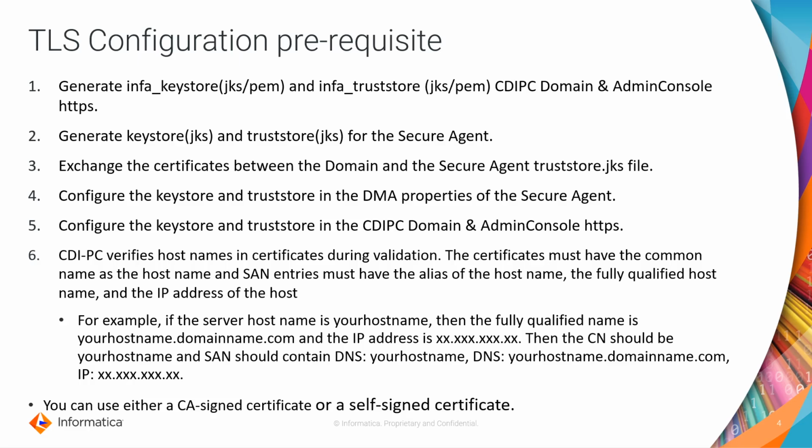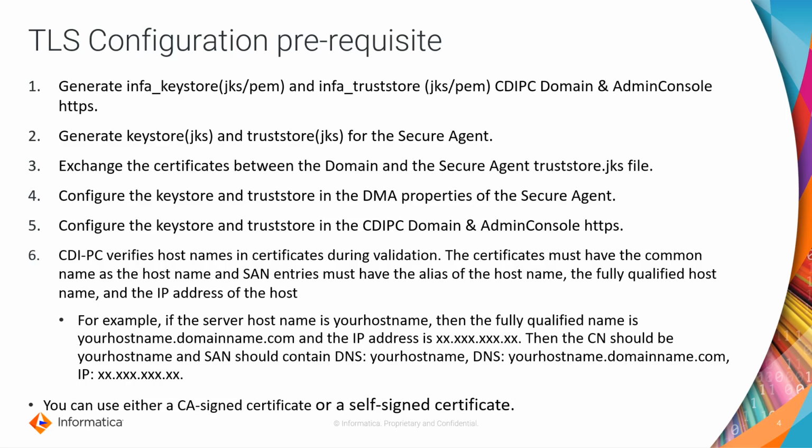While creating the keystore and truststore files or requesting the certificate, the user should keep point number 6 in mind. In CDI-PC, we verify the host name in the certificate during validation. So the certificate must have the common name as the host name. Common name is nothing but the CN, and SAN, subject alternative name, is a mandatory parameter for CDI-PC certificates. So when you are requesting a certificate for CDI-PC, make sure SAN is part of the certificate entry, both for the CDI-PC domain and the domain management app.